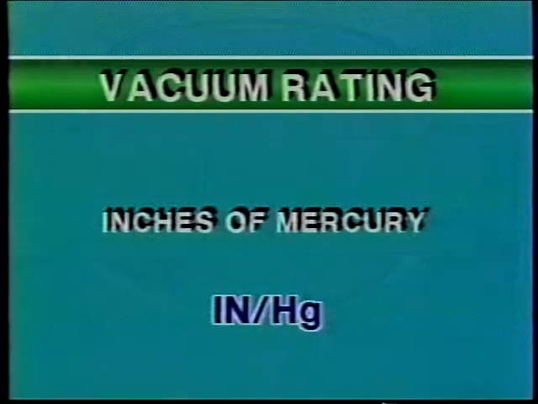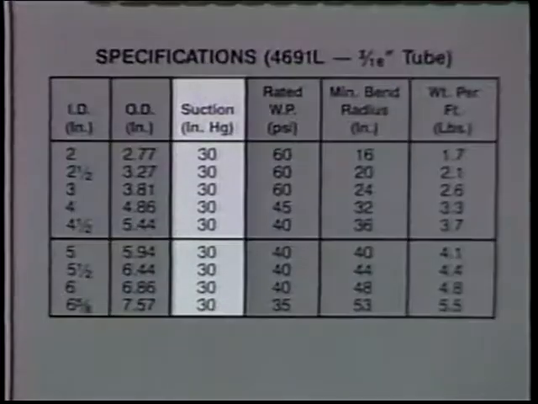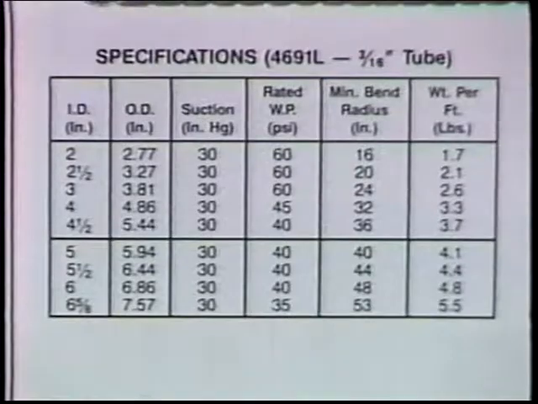This rating is expressed in inches of mercury, abbreviated as shown here, since Hg is the chemical symbol for mercury. A vacuum rating of 30 inches of mercury is considered to be a full suction rating in general industry.